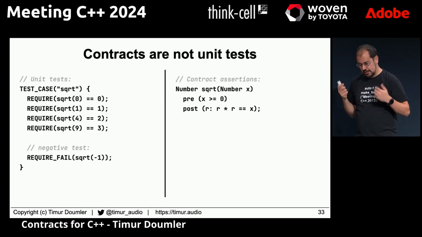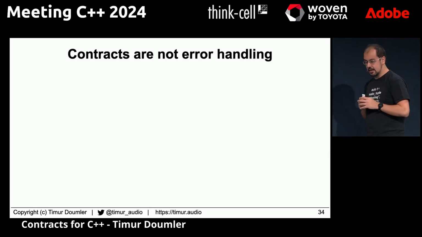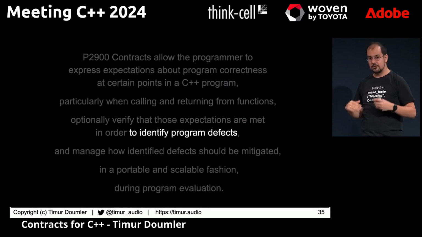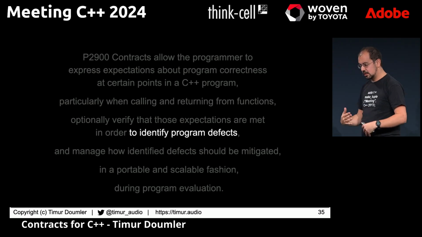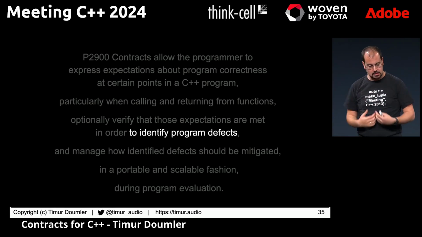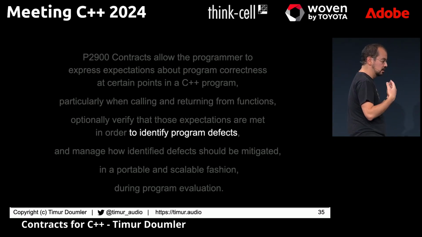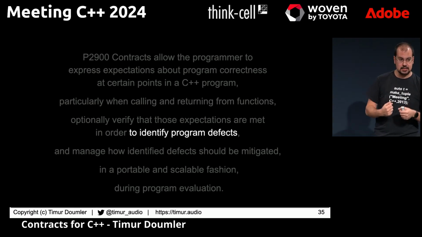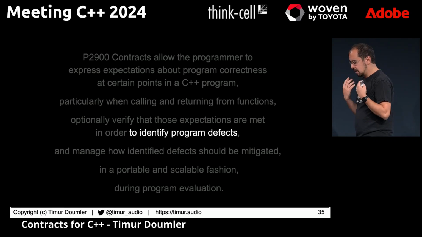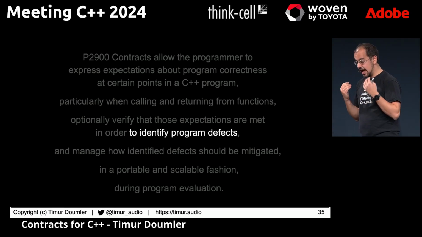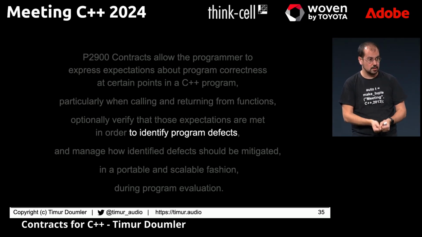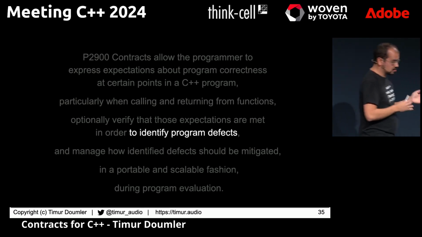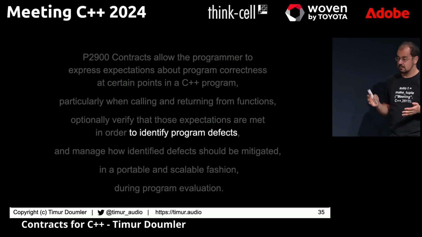The other thing that contracts are not is they're not error handling. So it's really important that we're talking here about identifying program defects. And there's a difference between an error, like something didn't go the way you expected, or you got invalid input or something, so you need to recover and do something else, and a program defect, which is a bug. A bug is something that you can typically only mitigate or fix by actually changing the code that you wrote, right? So the code is wrong. So there's a difference between errors and program defects.